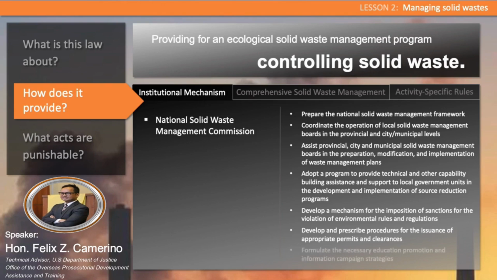Okay, so moving forward, what's the last one here? Formulate the necessary education, promotion, and information campaign strategies. So of course, that's an essential part of pretty much every initiative involving environmental protection. So, no different here, okay?